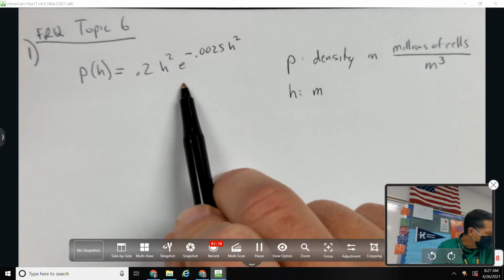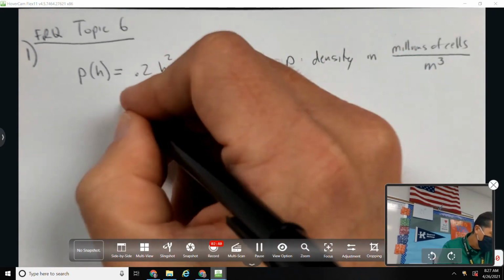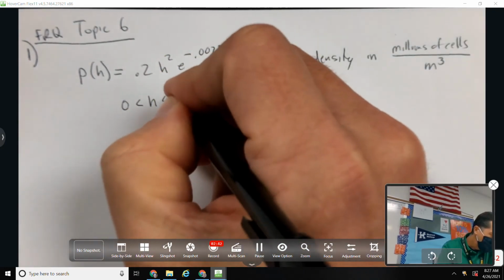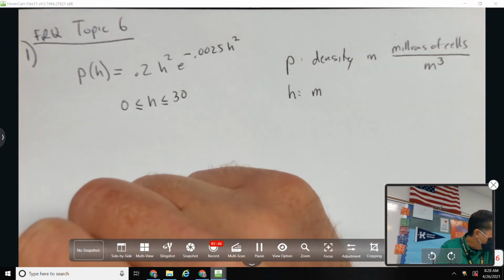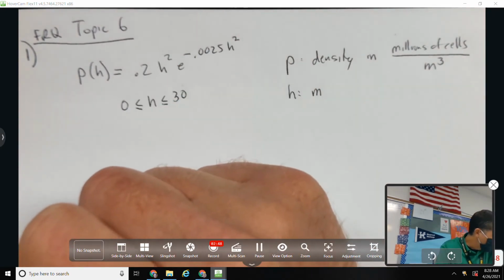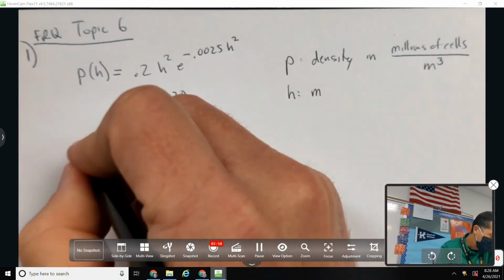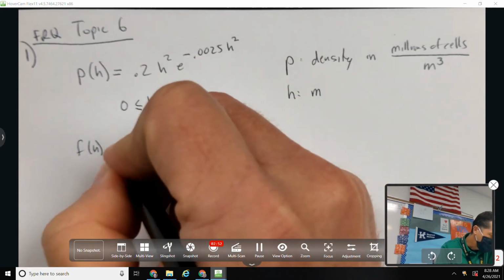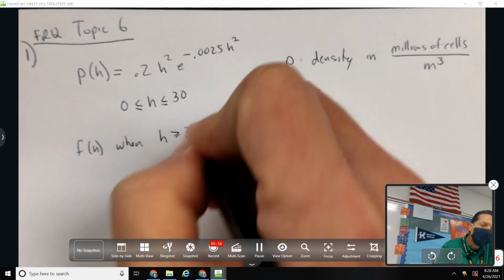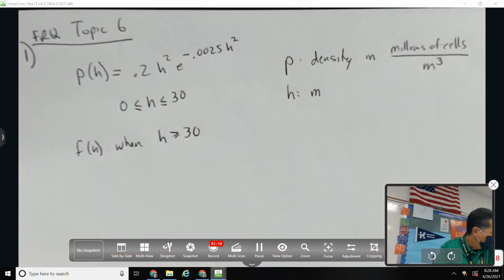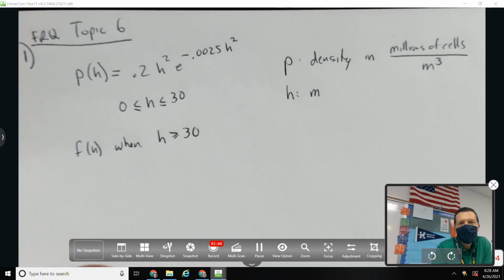This model is for H between 0 and 30. And F of H for when H is greater than 30. But we don't even know what F of H is. So I don't know what help that is yet. The continuous function is not explicitly given. Okay. So they don't give it to you, and then they tell you they don't give it to you.